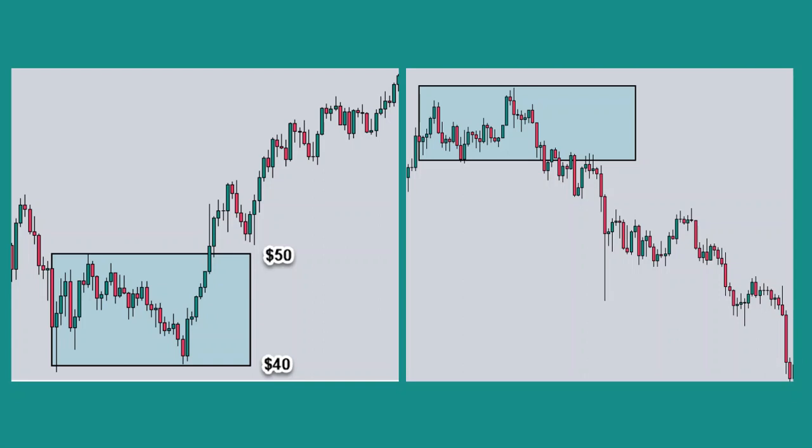Deciphering market psychology accurately is a vital part of your future success as a trader or investor.